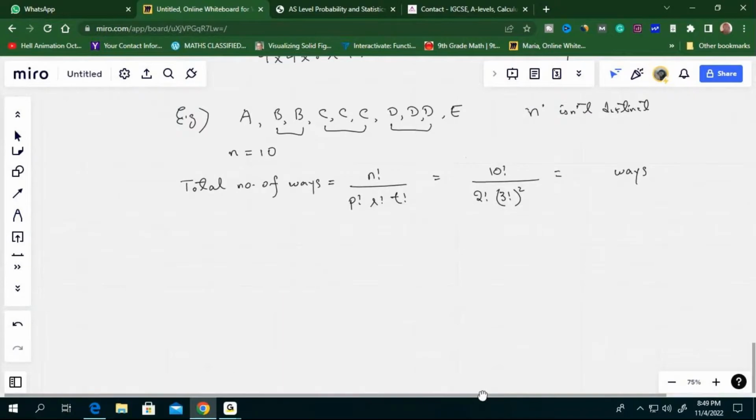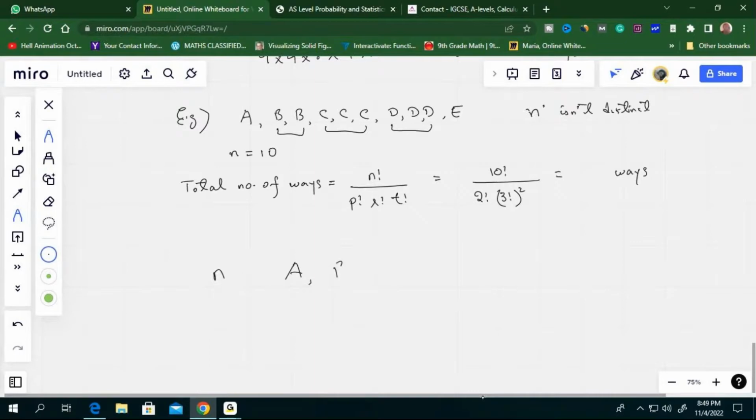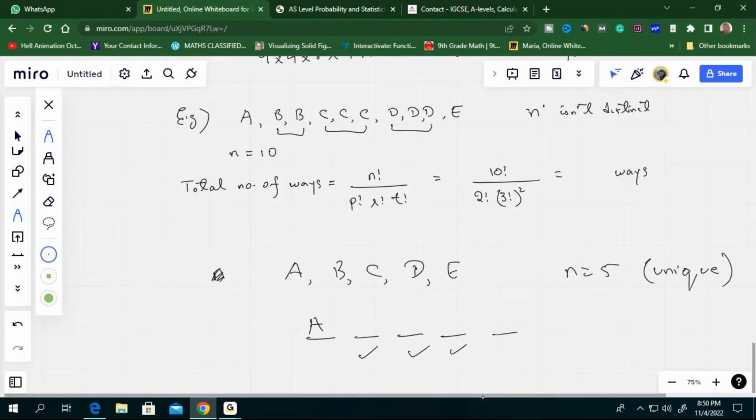If you have unique values in n, say a, b, c, d, e, and they are actually 5 and all unique, there is no repetition in your set n. From these unique letters, I need you to form a word involving 5 letters in such a way that none of them is repeated. All of them should be unique. If I use A here, I can't use A in the remaining 4 positions.